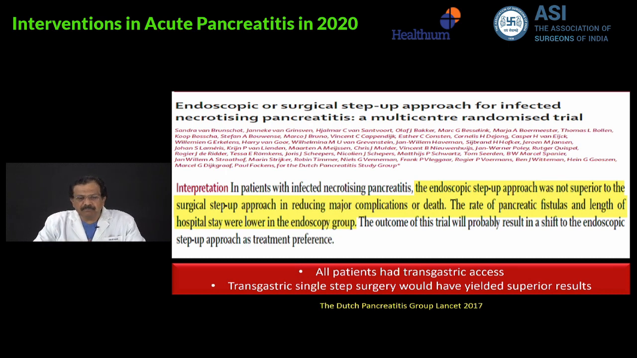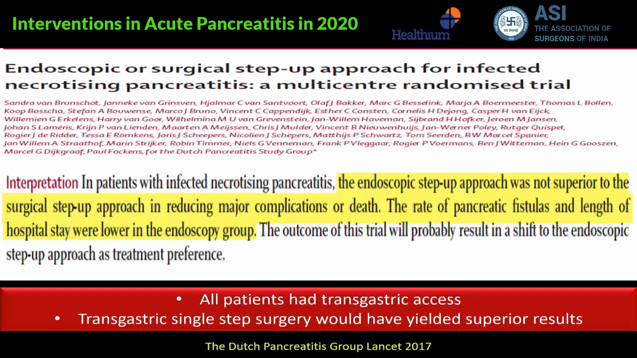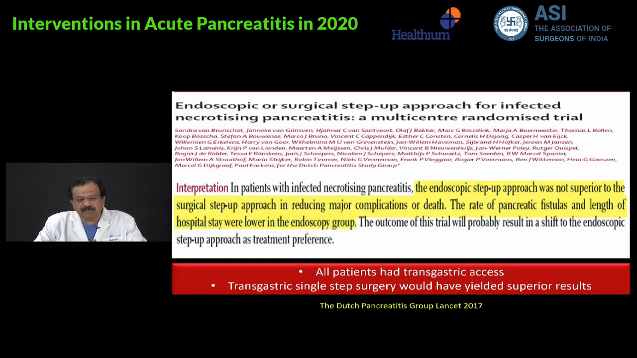Now let me show you some more data from randomized controlled trials which are comparing endoscopic or surgical approach for infected pancreatic necrosis. We are comparing an endoscopic step-up approach versus a surgical step-up approach. Now all these endoscopic patients had good transgastric access, whereas non-endoscopic or surgical step-up patients did not have good endoscopic access. So this obviously goes in favor of endoscopy. Patients who had an endoscopic step-up approach in good relation to the stomach seem to have done very well.